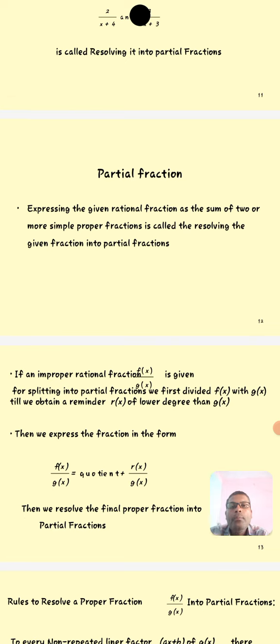Our topic is what? Partial fraction. Expressing the given rational fraction as the sum of two or more simple proper fractions is called resolving the given fraction into partial fractions. Okay, how can we define the partial fraction? Expressing the given rational fraction as the sum of two or more simple proper fractions is called resolving the given fraction into partial fractions.